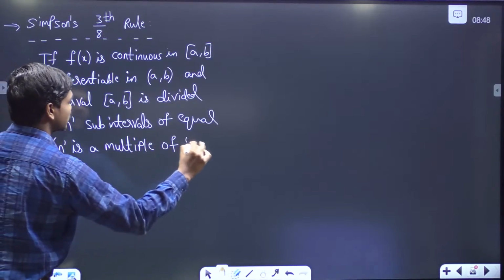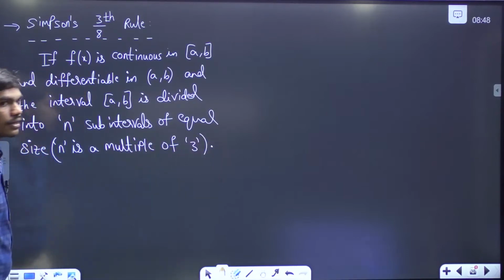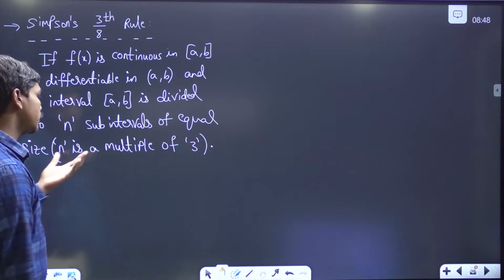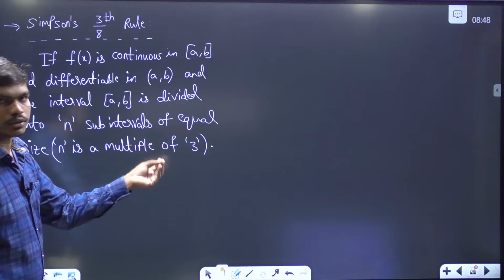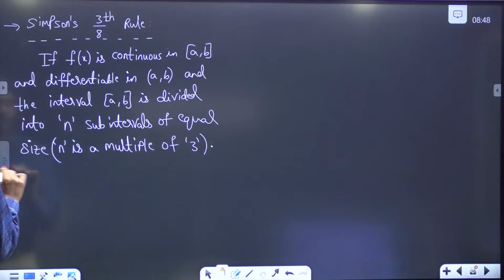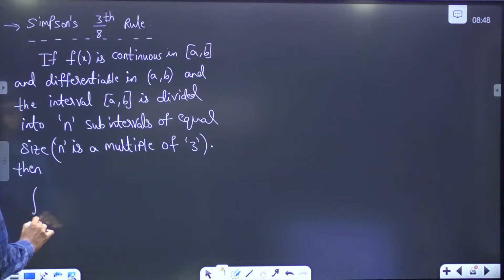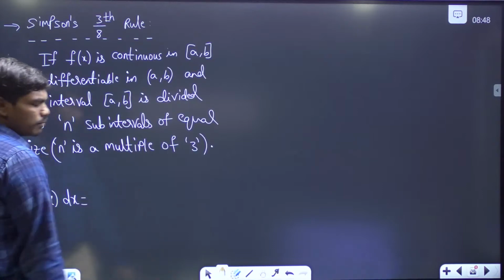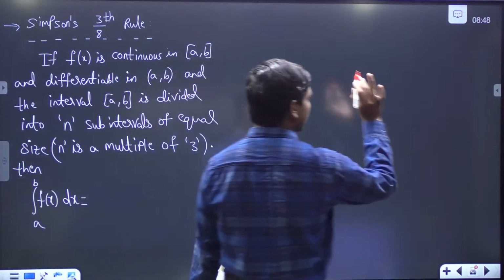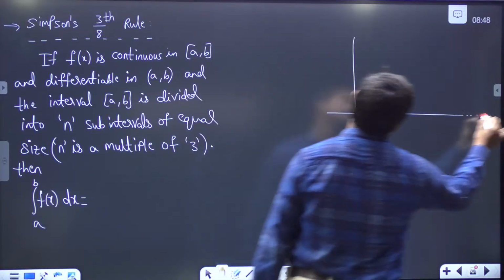So if you want to apply Simpson's 3/8 rule, you need to divide this interval into multiples of 3 subintervals. Okay, then integral a to b f of x dx is equal to, I'm writing the formula, but I would like to give you the geometrical idea of how these are evaluated.